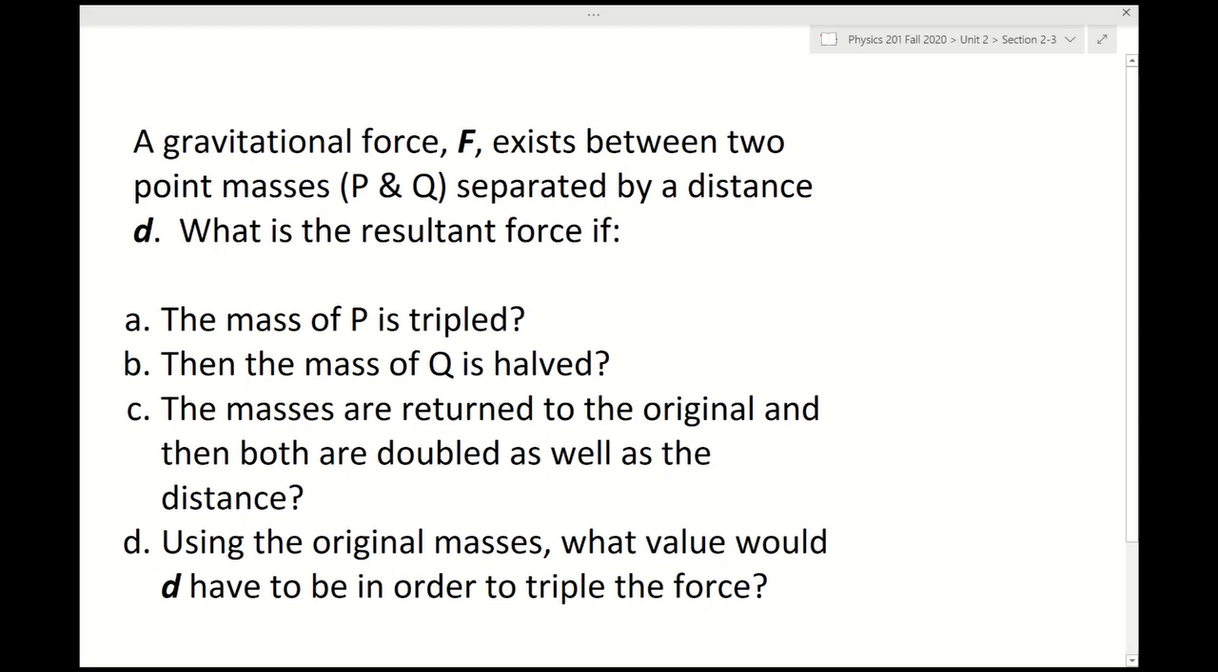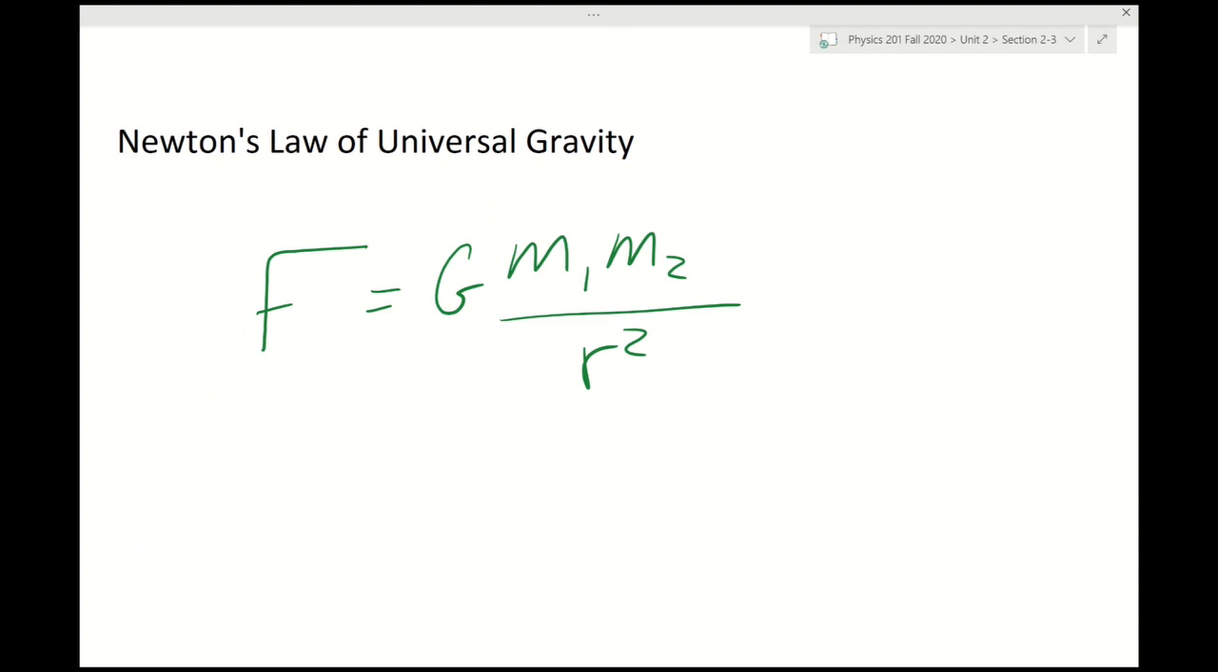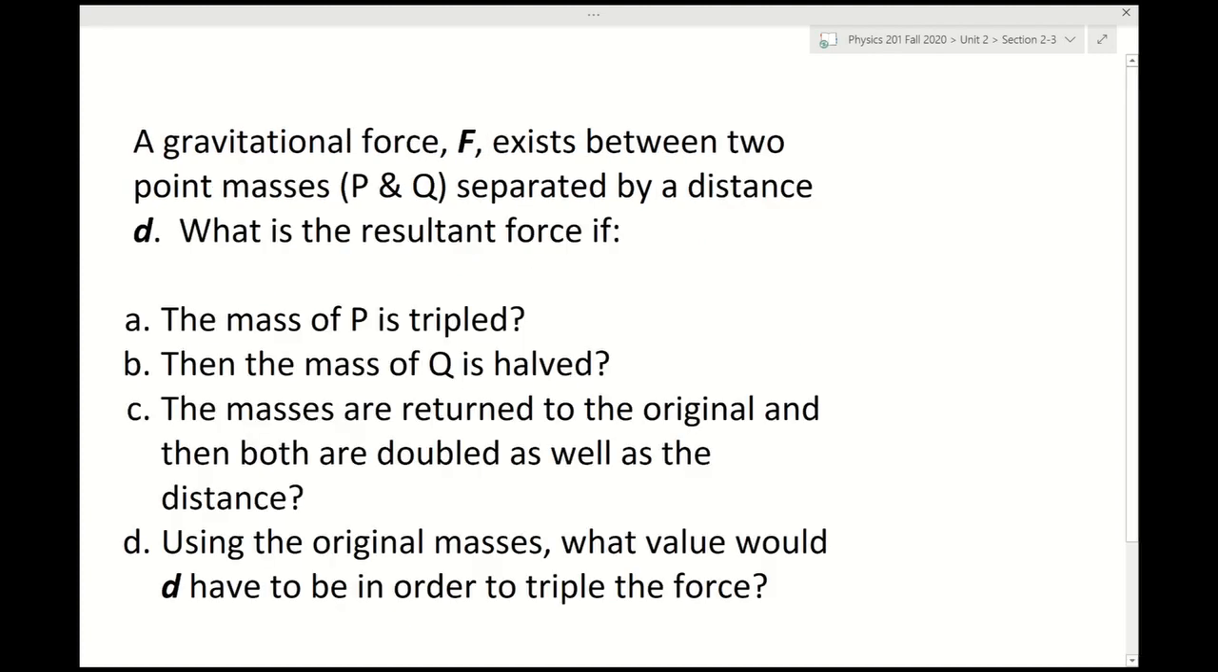A gravitational force F exists between 2 point masses, P and Q, separated by a distance d. What is the resultant force if the mass of one of them, P, is tripled? Well, if we go back to look at Newton's law of universal gravity, if one of the masses is tripled, then the force is simply going to be tripled.